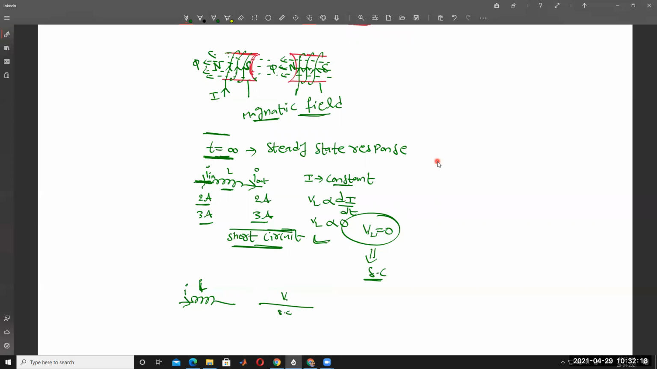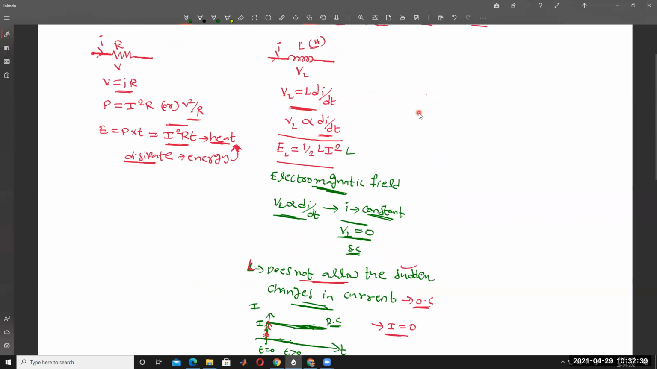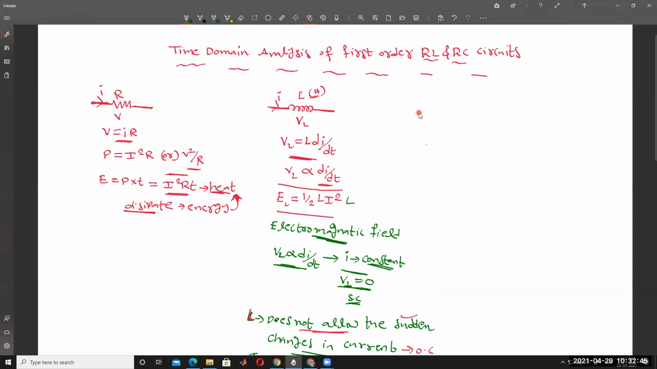Under short circuit condition, what is the voltage? It is equal to 0, since resistance is 0. V is equal to I into R. So what is the resistance? 0 under short circuit condition. Then voltage VL is equal to 0. For a resistor, the unit is ohms. Inductance is in Henry.